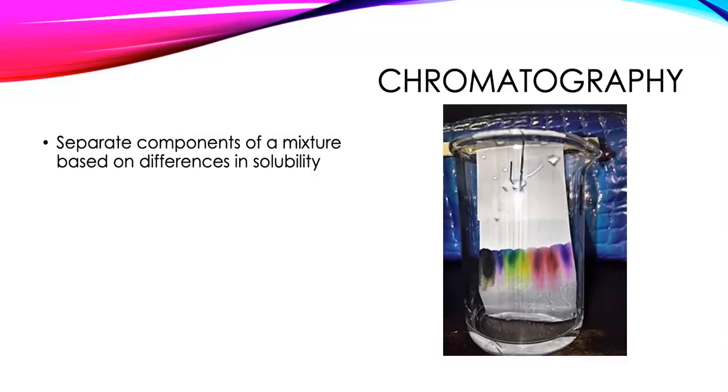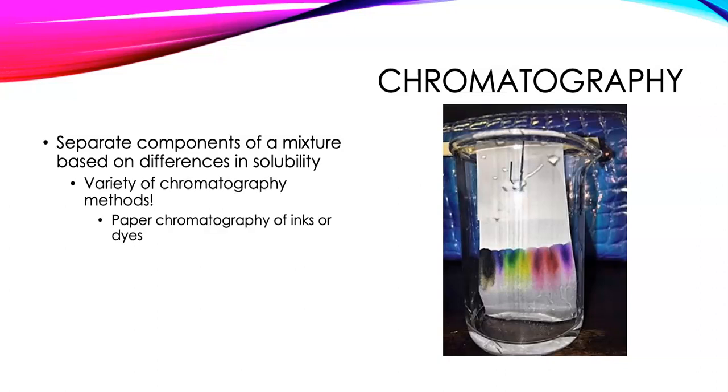So chromatography is a separation method where you're separating the components of a mixture based on solubility differences. There are a lot of different chromatography methods, so we're going to focus on paper chromatography. This is what I've illustrated here. It's some paper chromatography of inks and dyes. It's a common AP Chem lab to do food dye separations using paper chromatography. I've also done labs with my students where we did thin layer chromatography, which works in a very similar way.